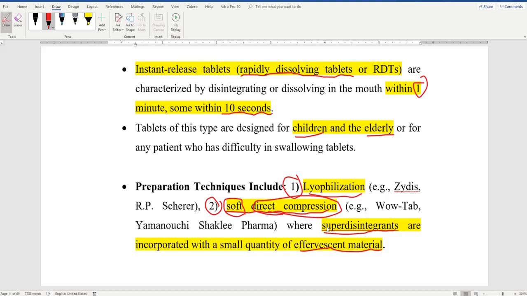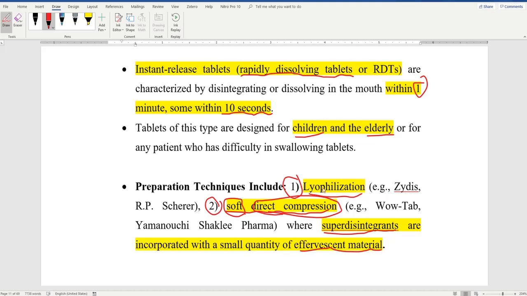Now it's very well known that direct compression will result in tablets that dissolve quickly. Isn't that why we are using the direct compression approach? Now soft, what do you mean by soft? Soft means that you do not apply the normal compression force. You apply a soft force, meaning the pressure you apply to make the tablet is low. Therefore the tablet will break easily.